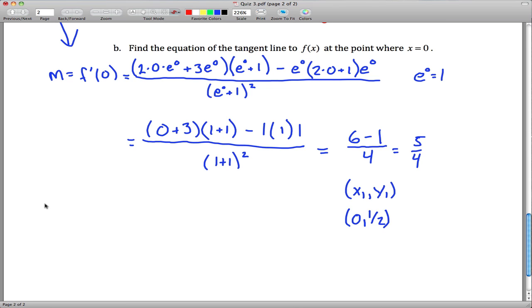And now we have all the information we need. You can do this a couple ways. I think the easiest for these problems is to put it into the point-slope form. You leave y as y. y1 we got over here is 1/2. m we figured out was 5/4. x you leave alone, and x1 we have is 0.